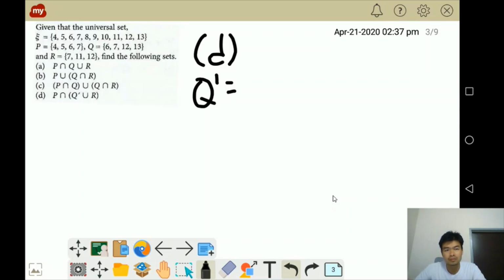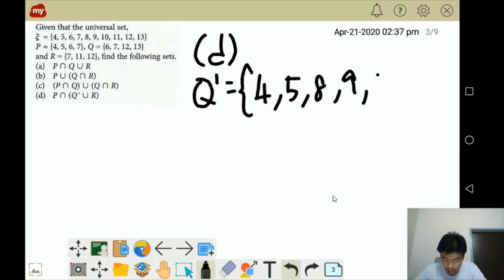So Q prime simply means everything except 6, 7, 12, and 13, which I'm going to list down here. Everything in the universal set except 6, 7, 12, and 13. Therefore, it is 4, 5, 8, 9, 10, and 11. Alright, this is Q prime. So, we do it further.